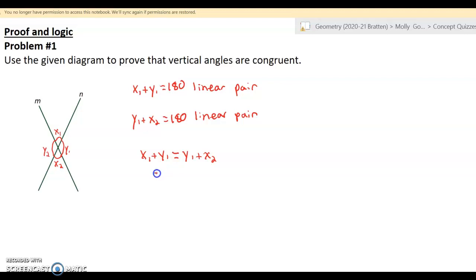So I can subtract y1 on both sides, and you get x1 equals x2, which is what you're looking for, because I'm trying to prove that this angle and this angle are vertical and that they are congruent, which they are. So by this, vertical angles are congruent.